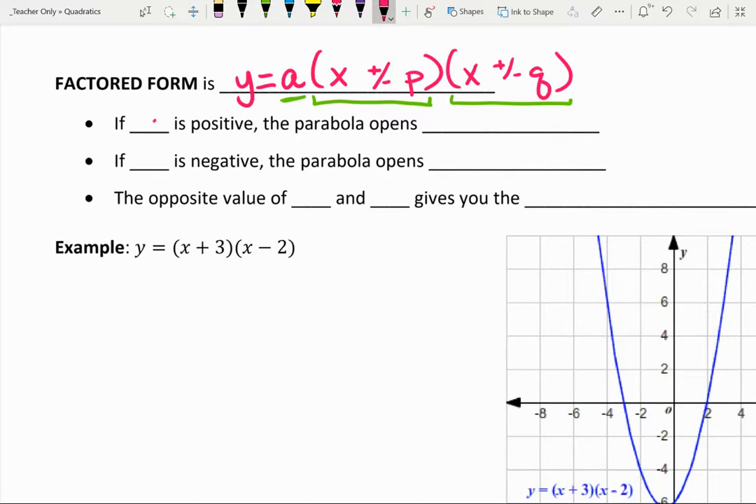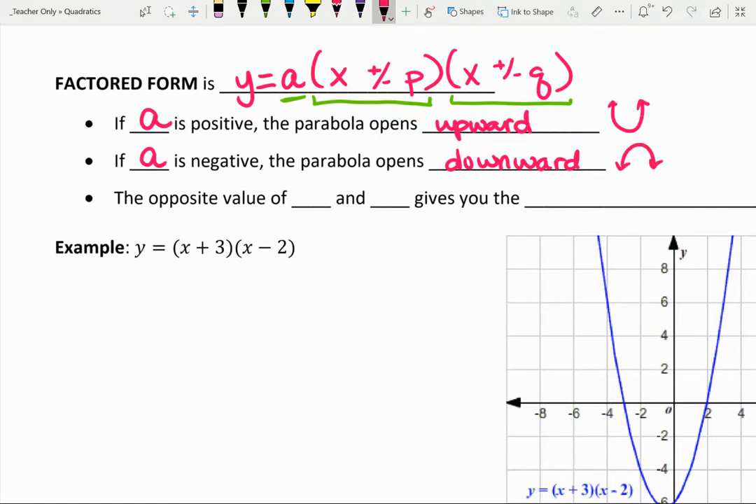So that a value is familiar. If a is positive, it tells us the parabola opens upward, right? Just like it did in standard form. That's actually the same exact a value. If a is negative, it means the parabola opens downward.